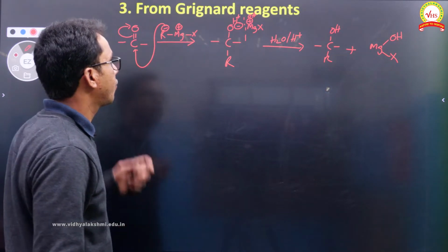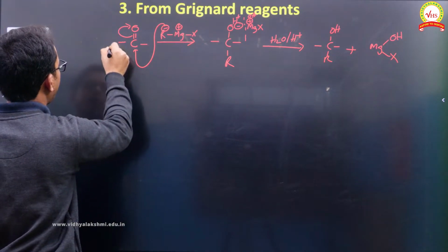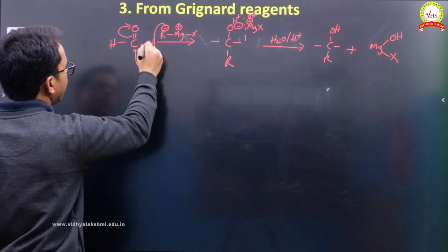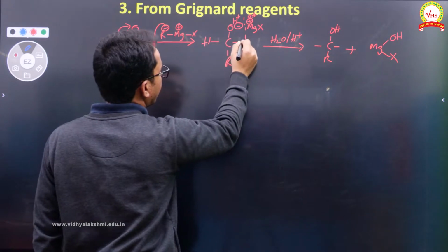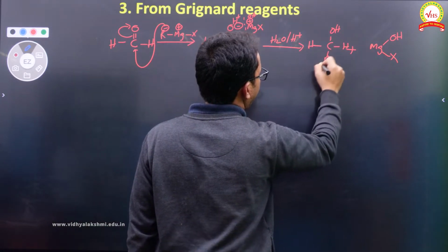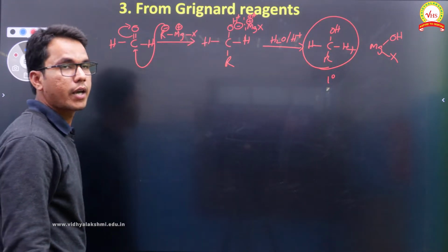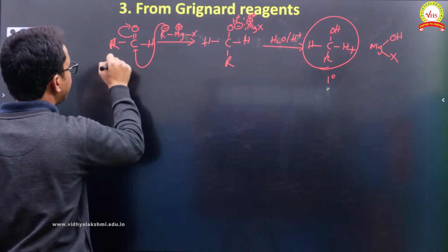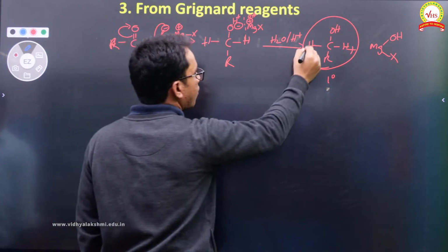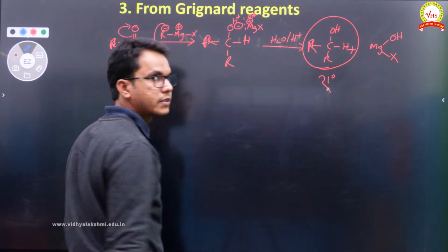Now one thing we have to remember here. Whatever groups we may have here, for example, if we have hydrogen and hydrogen, we'll have hydrogen and hydrogen here also. Now RCH2OH is what? Primary alcohol. Now for example, if we have RCHO aldehyde over there, we can also have R here. We'll get the secondary alcohol.